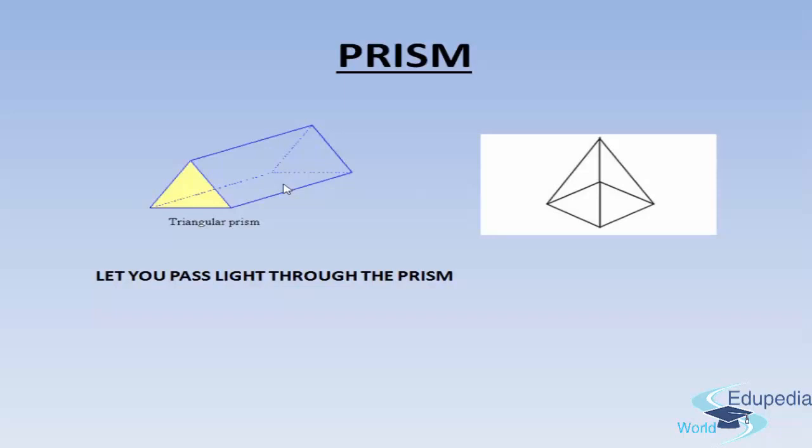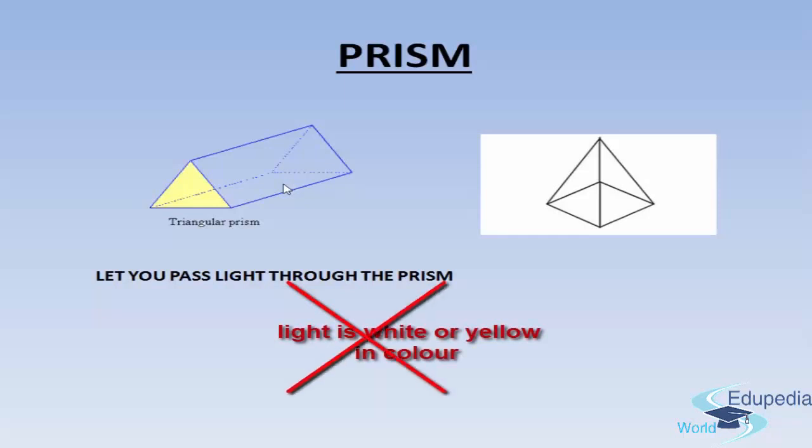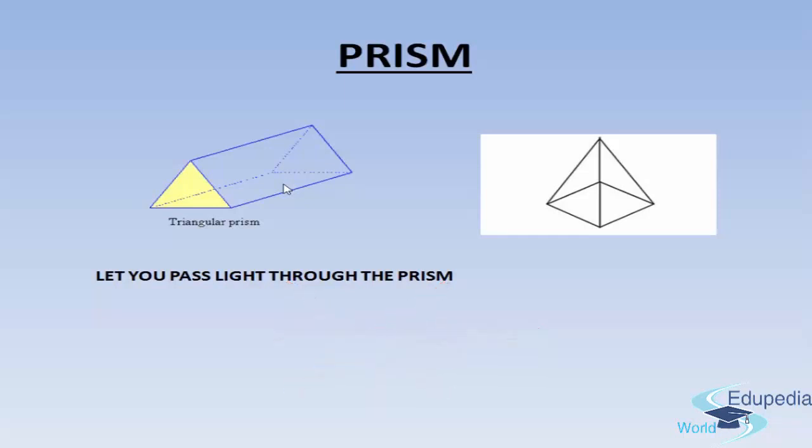Now, to understand dispersion of light, first of all we need to pass light through this prism. Now when I say light, what is light? Light is nothing but sunlight. And when we see sunlight, we think that sunlight is white in color or yellowish in color, but it is not true. That we are going to confirm after we carry out this experiment.